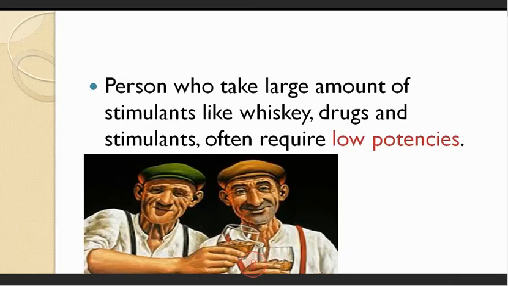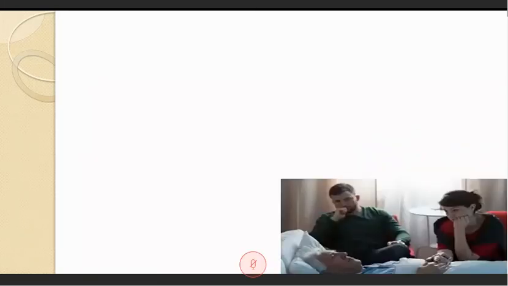And in persons who take large amounts of stimulants like whiskey and drugs, think of low potencies. When we ask about the habit, if the person says, yes sir, I'm an alcoholic for many years and I take it daily, we can think of low potencies. The person is in regular stimulation by taking stimulants like alcohol, whiskey and so on. That's the reason why we tell patients to avoid perfumes and deodorants, because they get stimulated by the repeated stimulation.